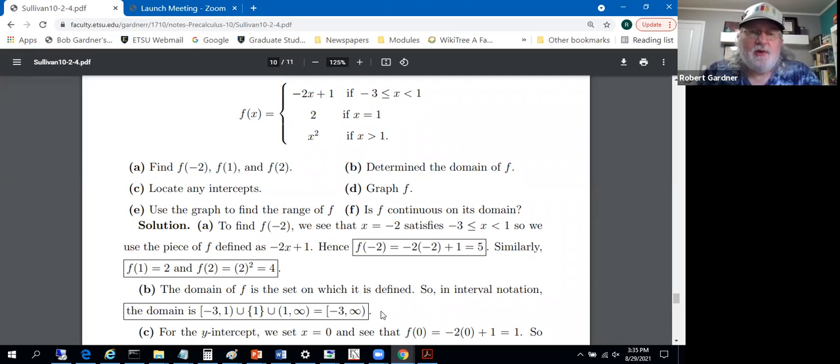Paste those three together. This includes everything from -3 up to 1. Then this includes the 1, and then this includes everything greater than 1. Glue those two intervals and that singleton together, and you get the interval from -3 to infinity, including the -3. That's the domain of the function, because that's where it's defined. They defined it exactly there.